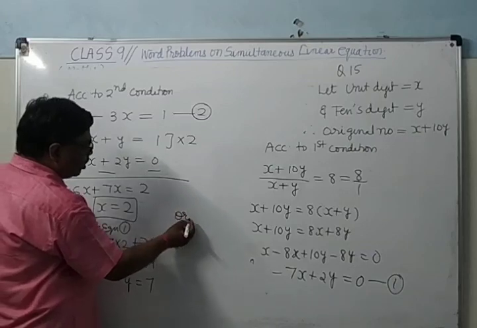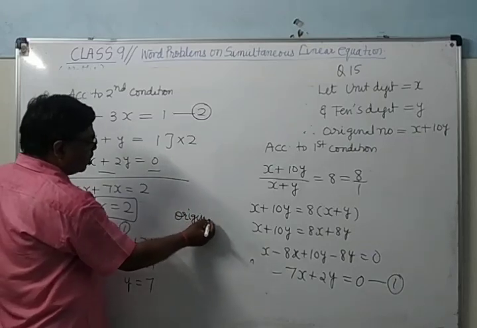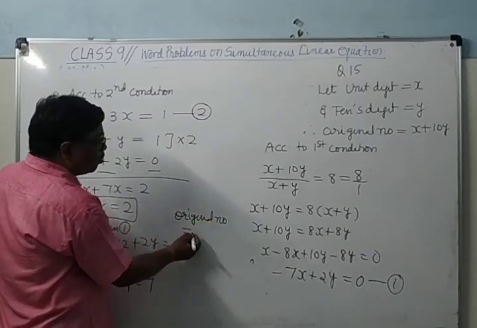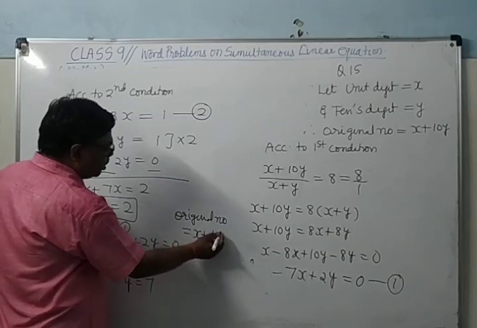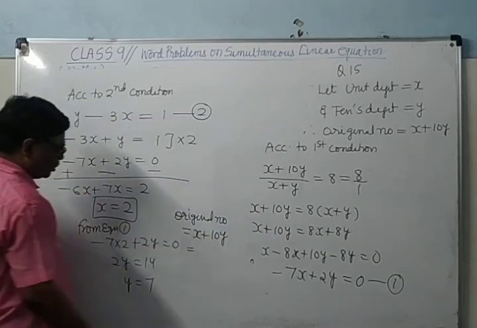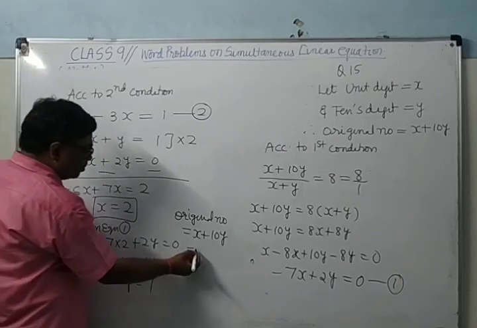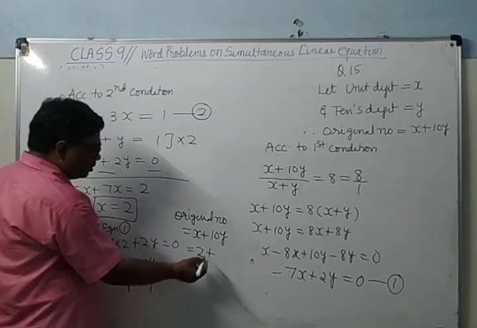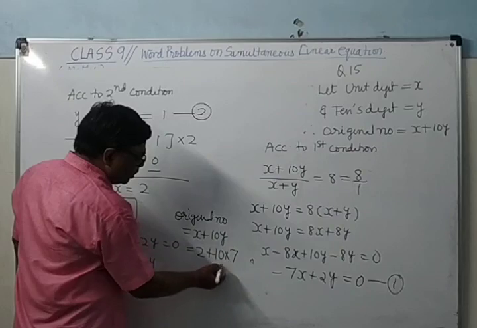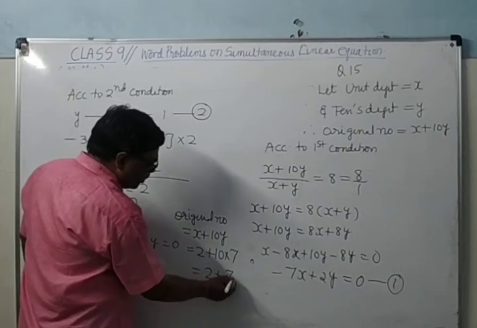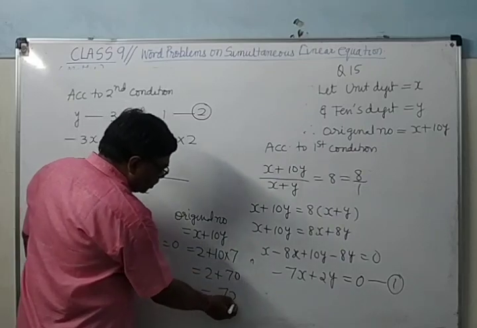Therefore original number will be equal to x plus 10y. X is how much? X is given 2. Y is 7. 10 into 7. That is equals to 2 plus 70 equals to 72.